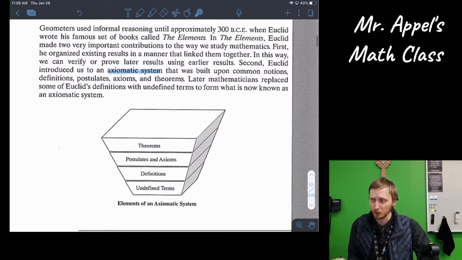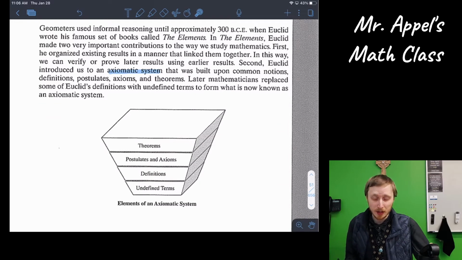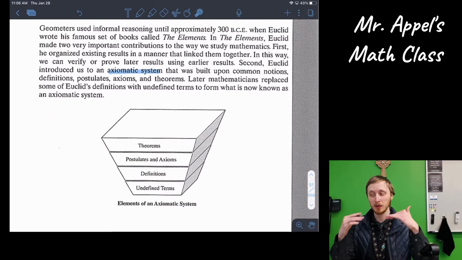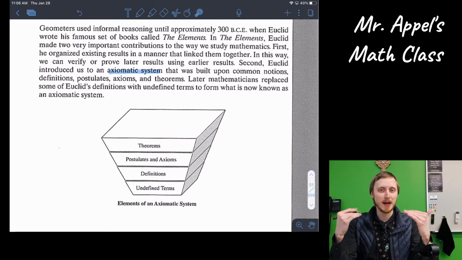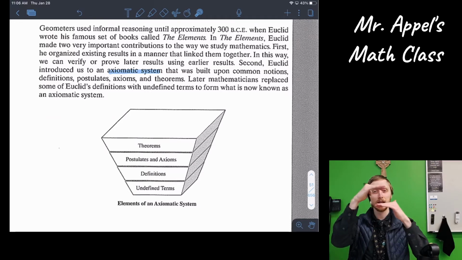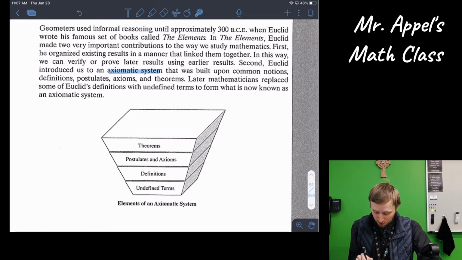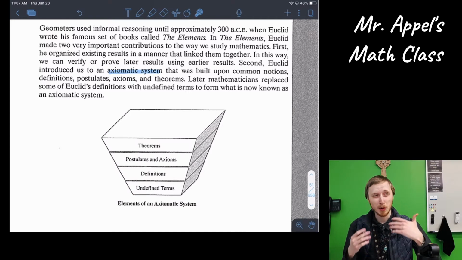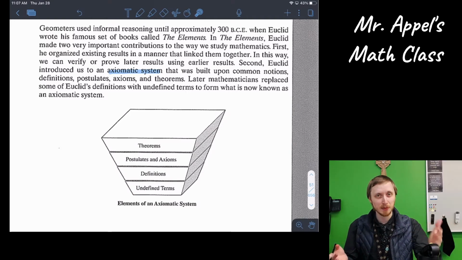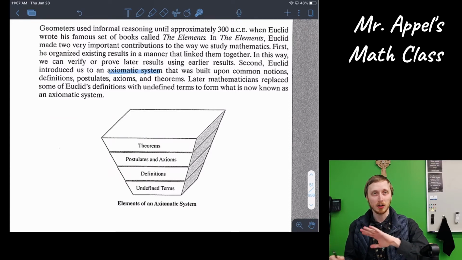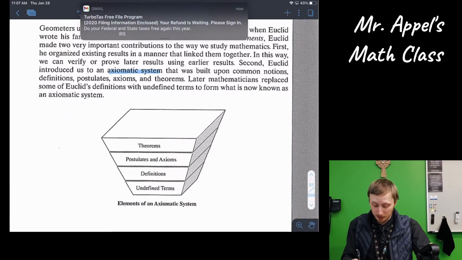So you can see a visual representation of the system, and all it means is that our entire knowledge of mathematics is built in layers, one thing built on top of another, and you have to start somewhere with the undefined terms. That is the essence of the axiomatic system, most commonly made explicit in geometry, but it does apply to almost all mathematical disciplines.